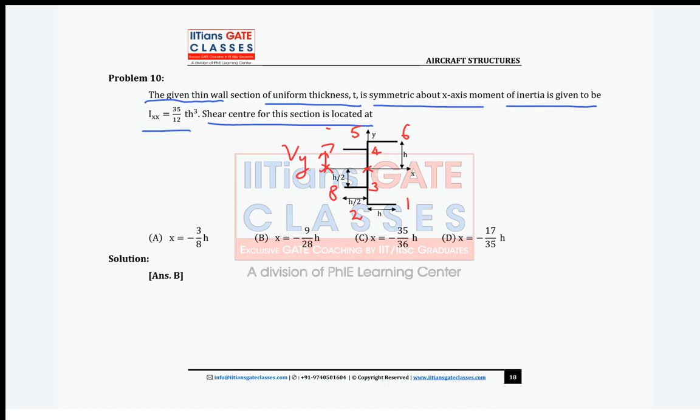So Qs 1 to 2. For section 1 to 2, guys, let me first write the formula. For a channel section, when Ixy is 0 and only Vy is applied, what is your Qs formula? Qs is minus Vy upon Ixx integration of y t ds. This is the shear flow formula, yes or no? For a channel kind of section, yes or no?